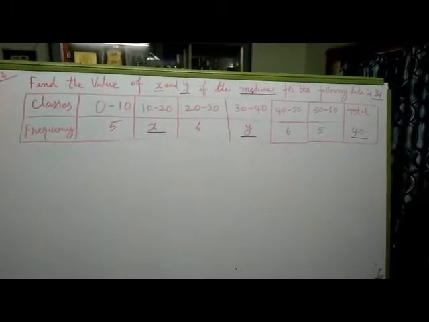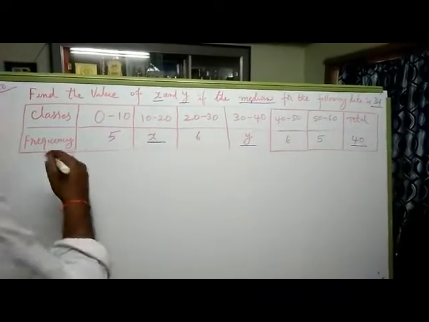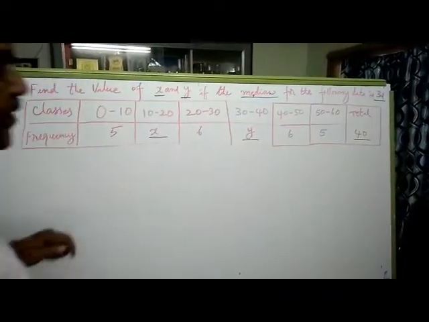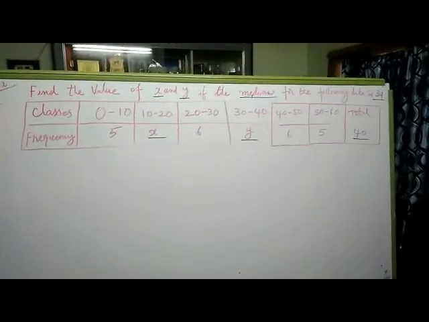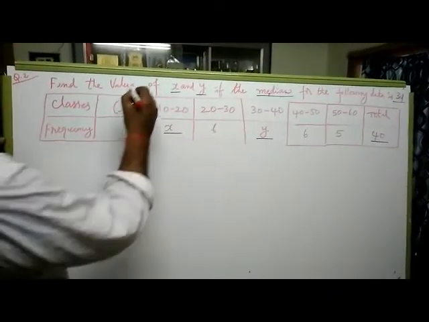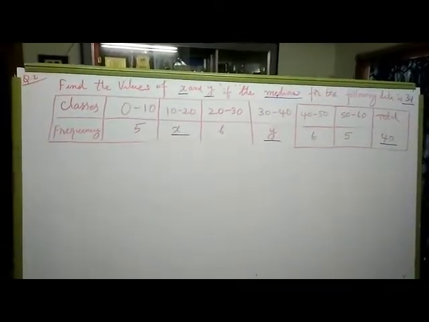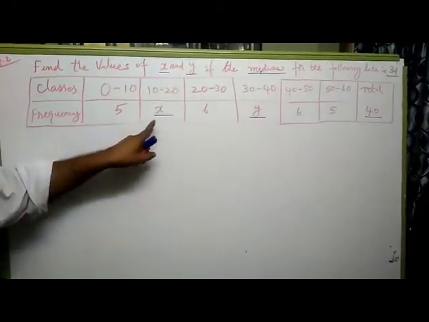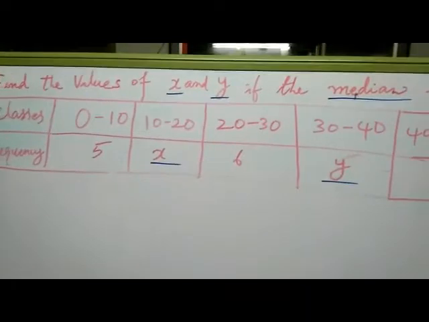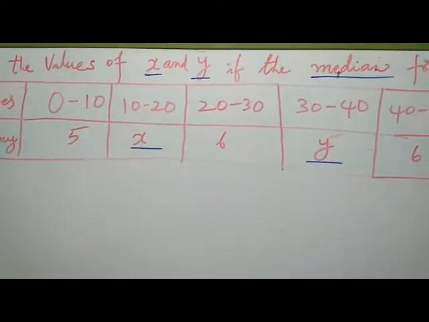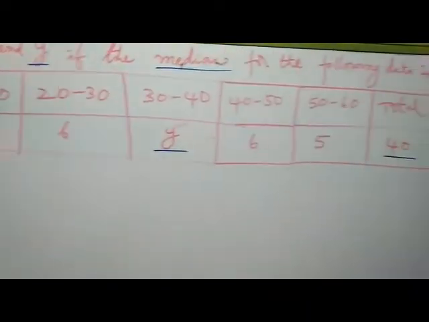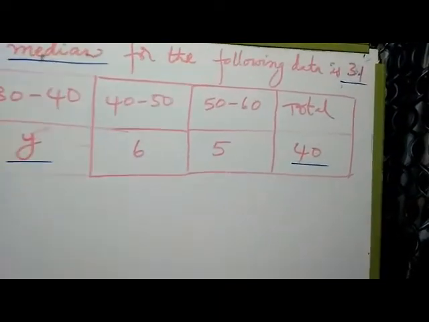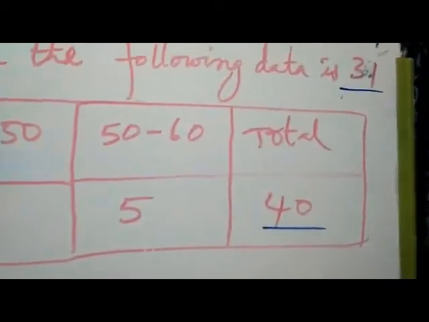Find the values of x and y if the median for the following data is 31. They are very, very important. Here also again unknown frequencies. X and y, we have to find the unknown frequencies. A total is given, the total is 40. The sum of the frequencies is 40 and median is 31, and x is equal to and y is equal to question mark.